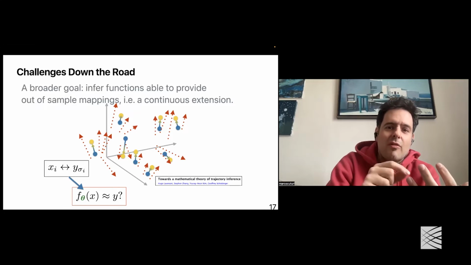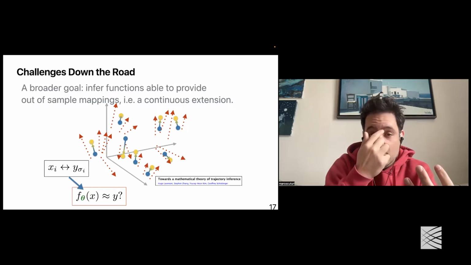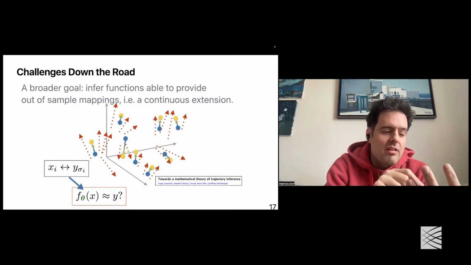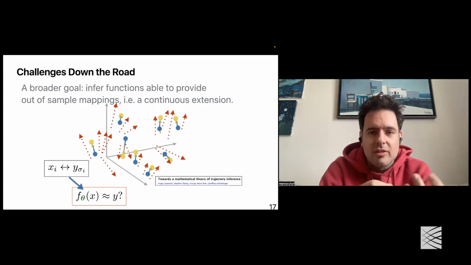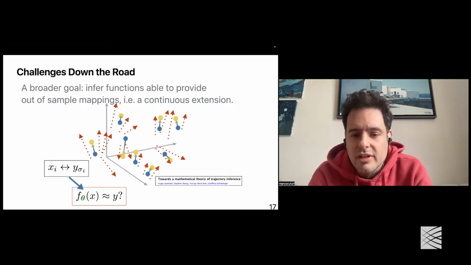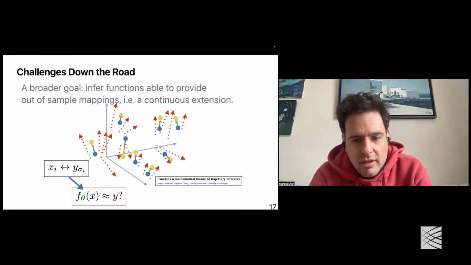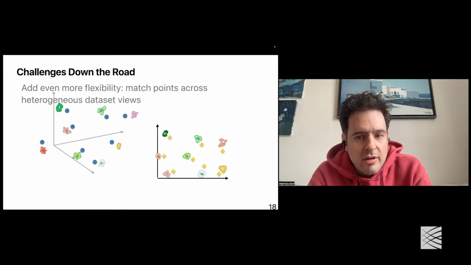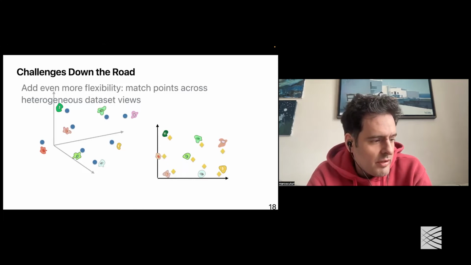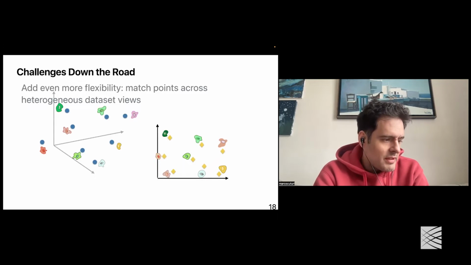Essentially, for a new point that would be arriving, a new cell that I just measured, what would be the likely state of that cell 6 hours later? So you can start seeing this evolution towards a more functional, I would say, out of sample approach. And then there is another very exciting development, and Marius will also be talking about this.